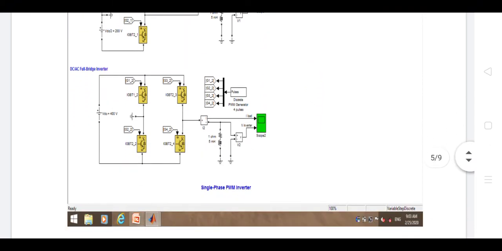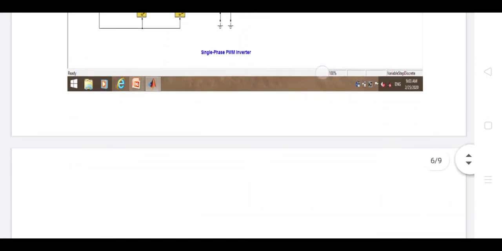In the pulse width modulation technique, the IGBT switch is turned on or off at a very high operating frequency. When the IGBT is on, the output voltage is obtained, and when the IGBT is off, the output voltage is not obtained.